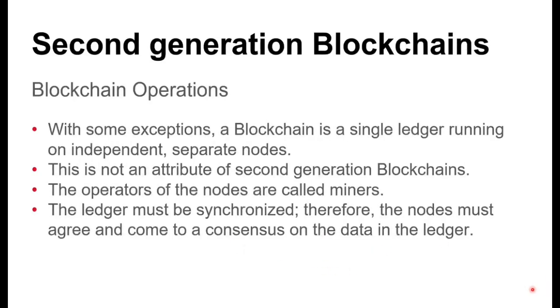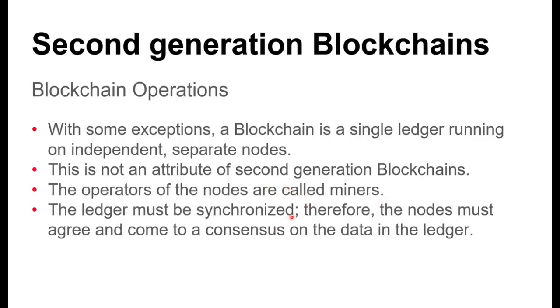With some exceptions, a blockchain is a single running ledger on independent and separate nodes. Hyperledger is a good example of a blockchain where there are multiple ledgers, but in Ethereum and Bitcoin, there is a single ledger. The fact that there are single or multiple ledgers does not indicate whether a blockchain is second generation or first generation. Operators of the individual nodes are called miners.